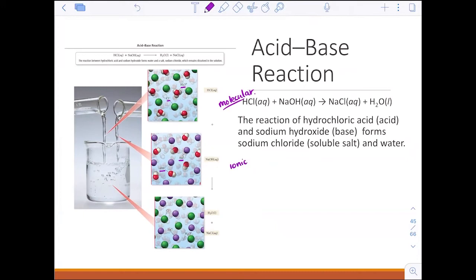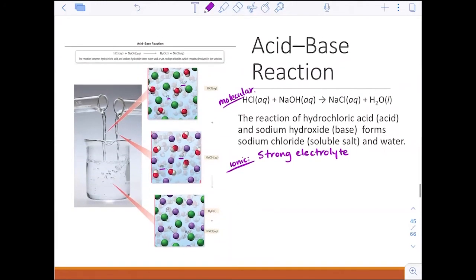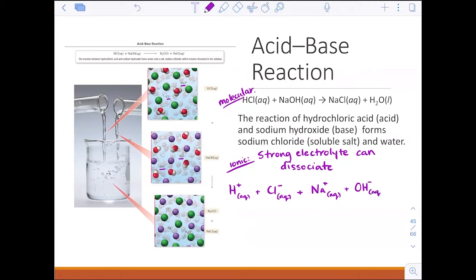Remember, in an ionic reaction, anything that is a strong electrolyte can be dissociated. Nothing else can be dissociated. Our weak electrolytes cannot be dissociated. They would stay just like our precipitates did in their molecular form. So HCl, strong electrolyte: H plus aqueous, Cl minus aqueous. NaOH, strong electrolyte, strong base: Na plus aqueous, OH minus aqueous.